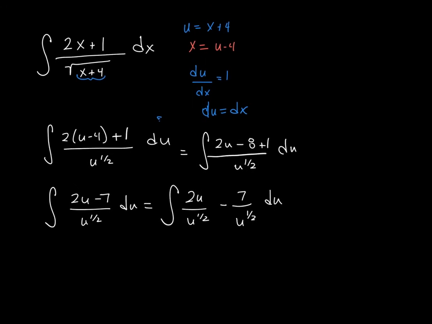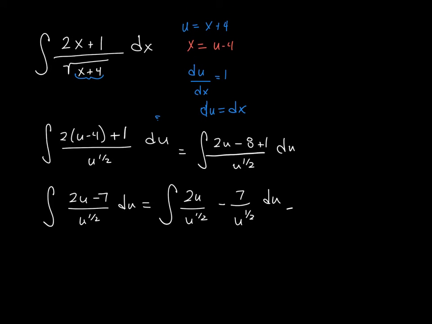So when I do that, I am left with something I can now integrate. Now I have the integral of 2u to the 1/2 minus 7u to the negative 1/2 du. Going through and using the power rule, and once you use this step, your integral piece goes away. So now all I'm left with here is 2 times 2/3 u to the 3 halves.